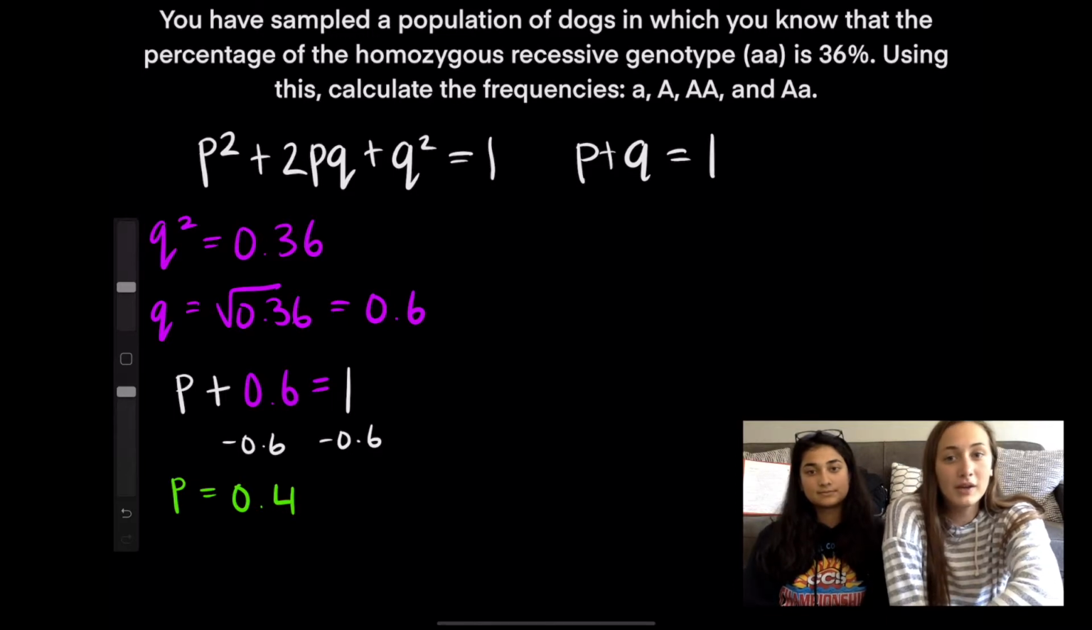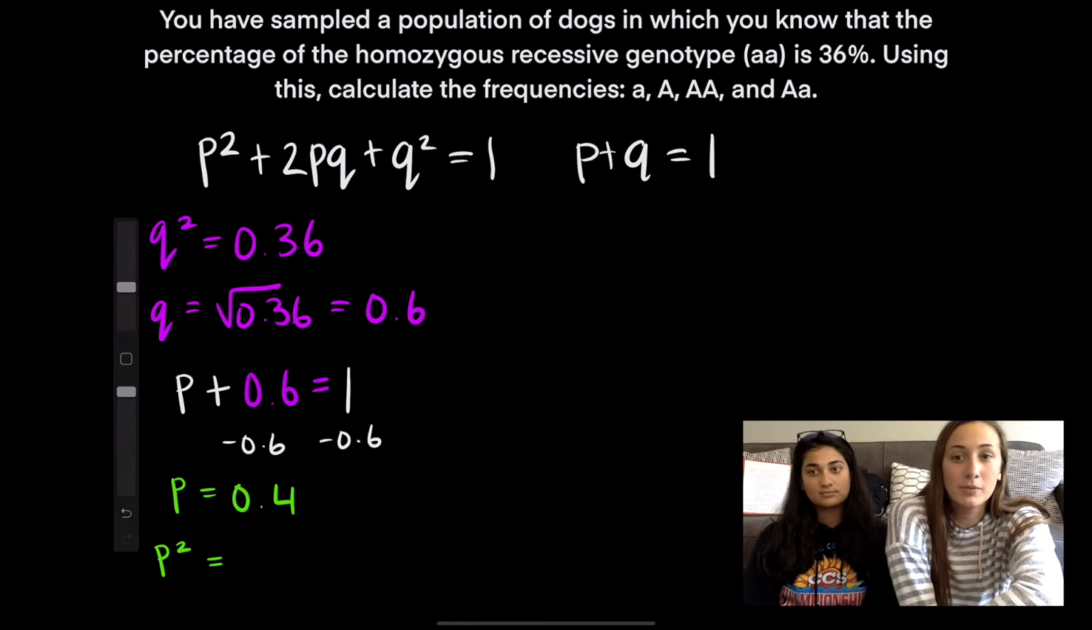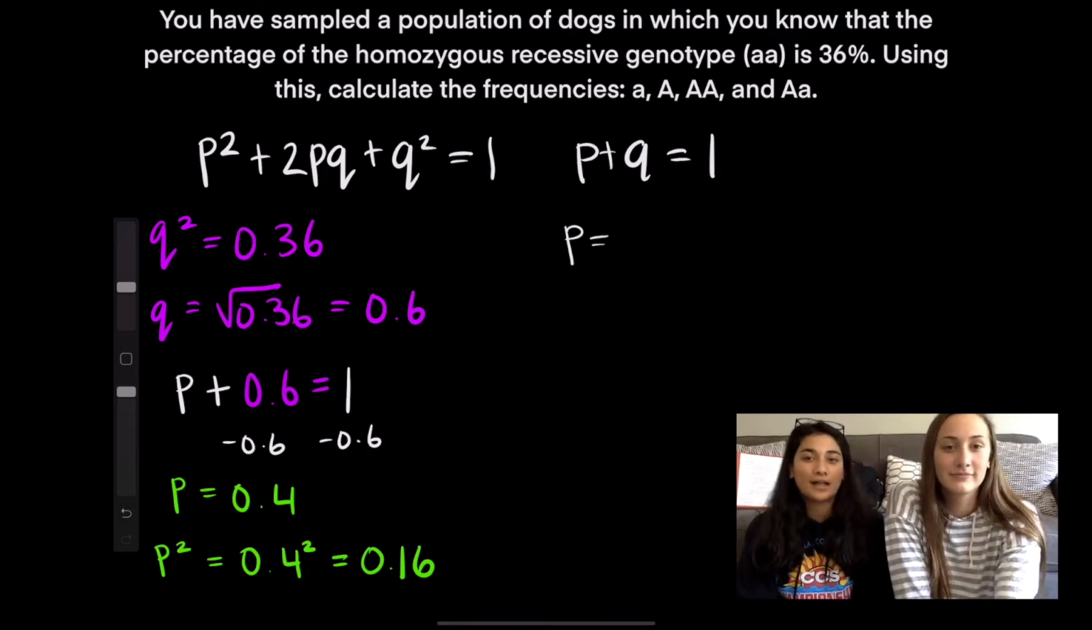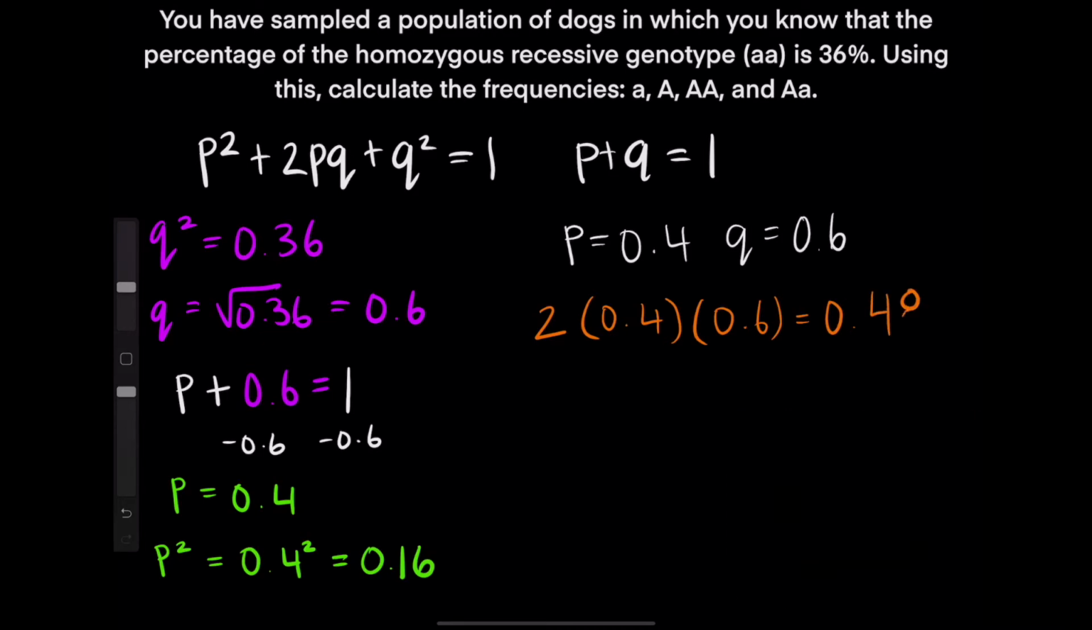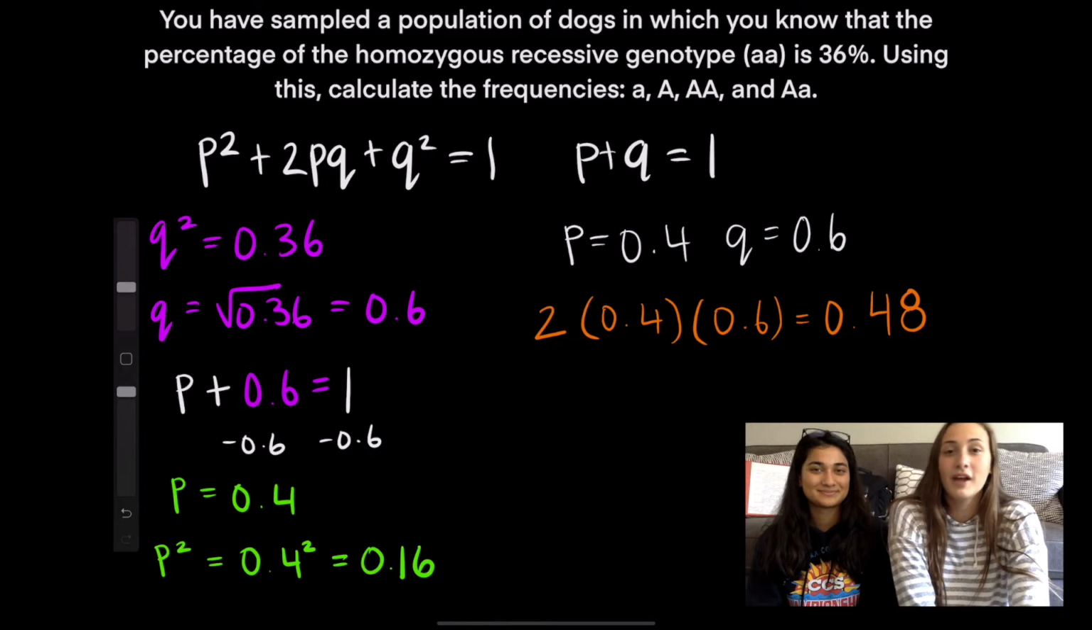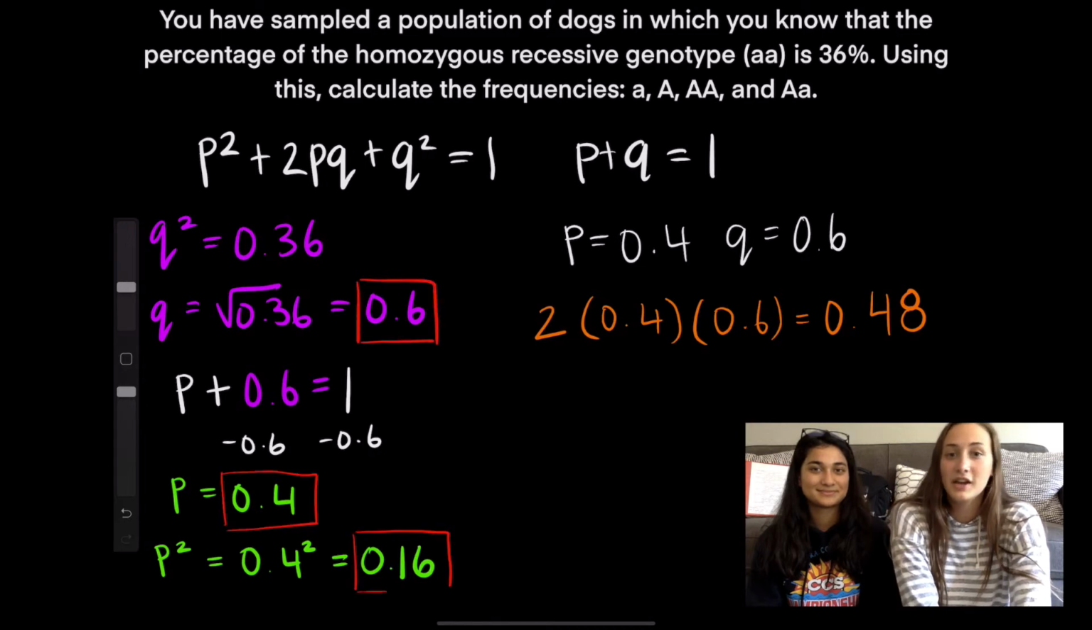And then from here, we can square this value and find that p squared, the homozygous dominant genotype, is 0.16. After finding p squared, we had found the genotype big A big A. Now that we have the values of both p and q, we can find the heterozygous frequency using 2pq. We multiply 0.4 and 0.6 and 2 to find that the heterozygous frequency is 0.48. Now we've found all of the heterozygous and homozygous genotype and allele frequencies.